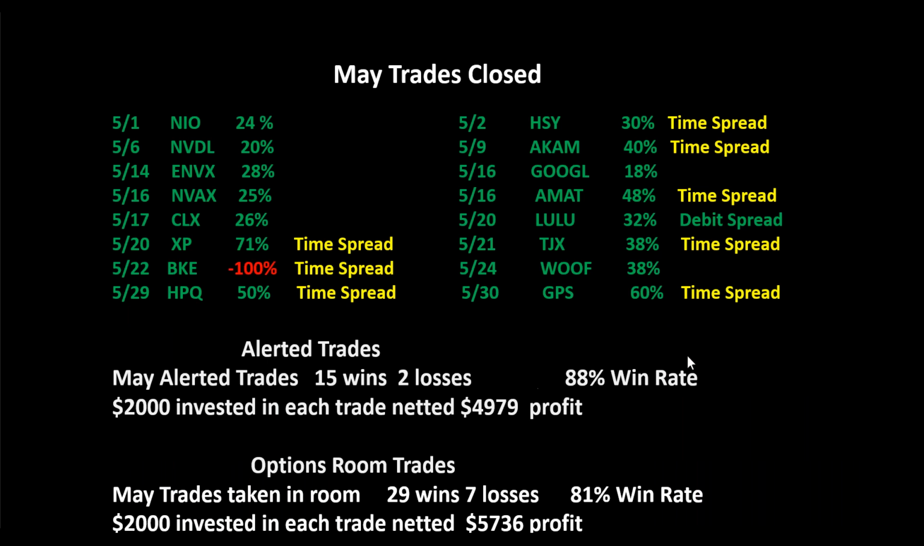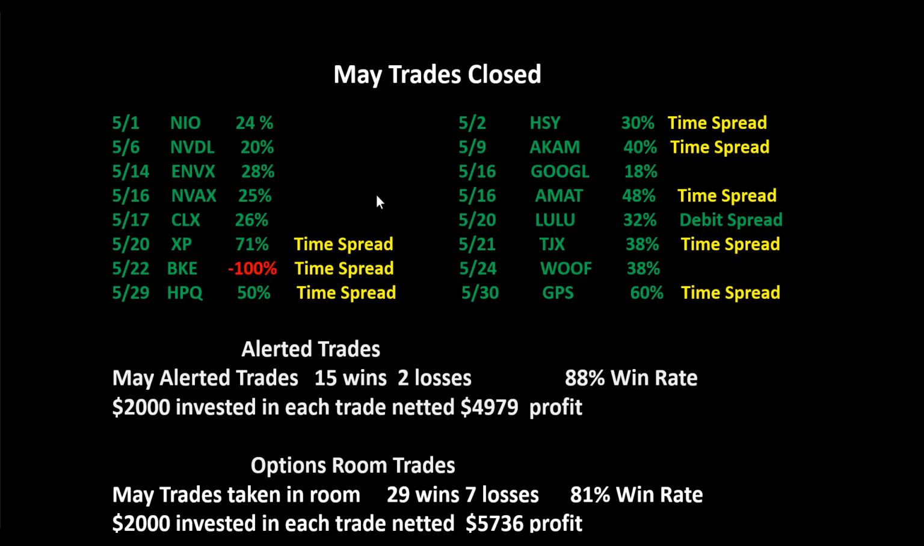Here are the May trades. I did start to pick these up again. This was May, 15 and 2, 88% win rate. You see the win rate stays around the same, between 85 and 90%. So $2,000 invested in May, 49.79. These were time spreads. I've got them highlighted in yellow because we're going to talk about those in just a minute. But these were the time spreads we did in May.